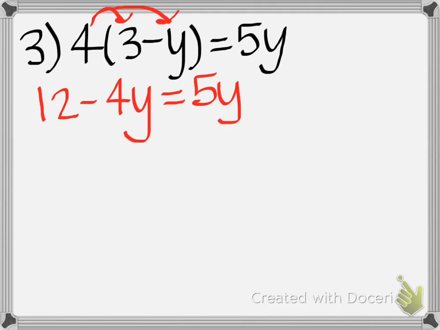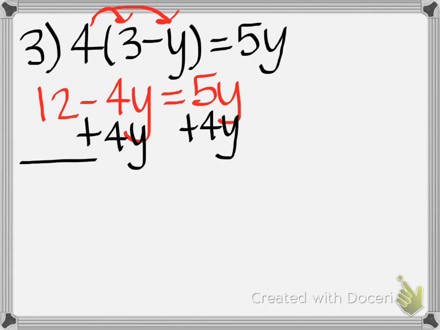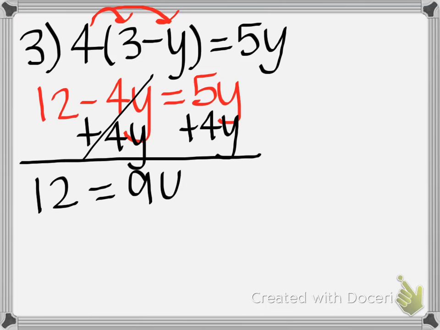Now I have y's in different places, which means that I need to combine my like terms. So I can add 4y to both sides. I still have my 12 over here. These 4y's have canceled. Now I have 5y plus 4y, which equals 9y. Now I want to get my y alone, so I divide off this 9.